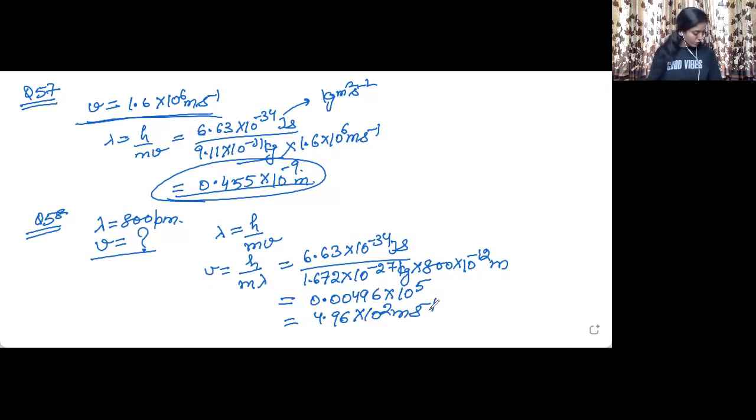Let us now move to the next question. Question number 59. If the velocity of electron in Bohr's first orbit is 2.19 into 10 raised to the power 6 meter per second, calculate the de Broglie wavelength associated with it. Similar question, again we will be using the same formula. Do it yourself and come back to see the answer.